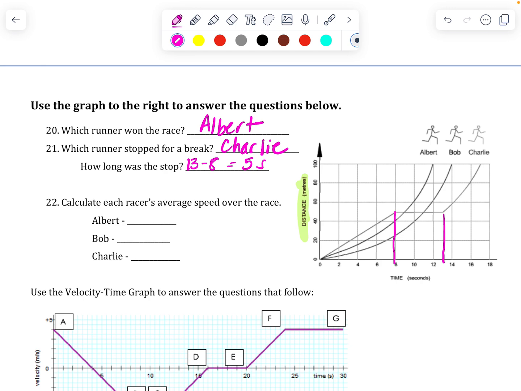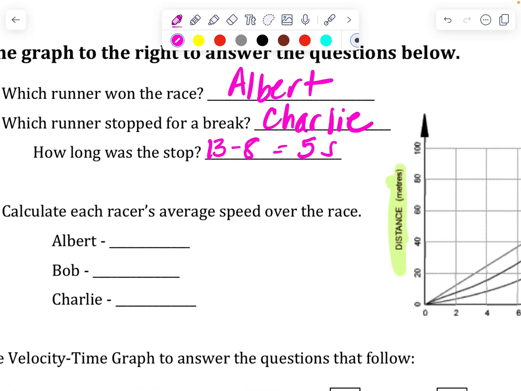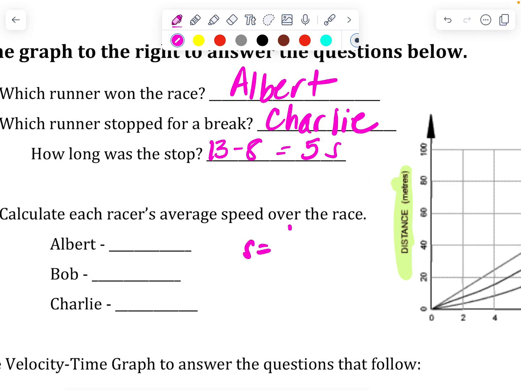Calculate each racer's speed over the race. Okay, so their distances were all the same. Remember, speed is distance divided by time. So they all went 100 meters. We're going to divide that by how long it took each of them.